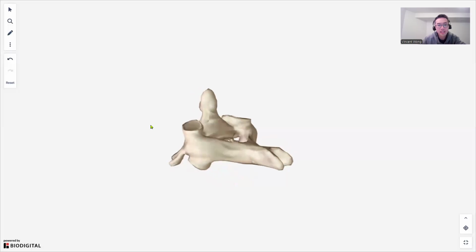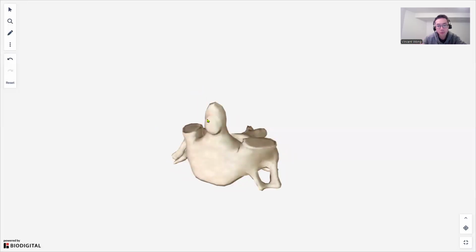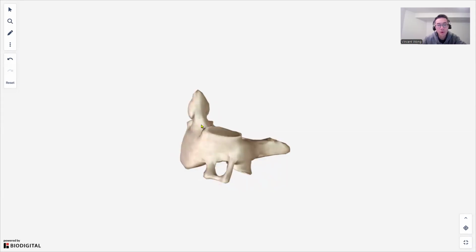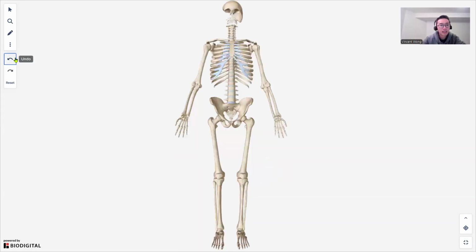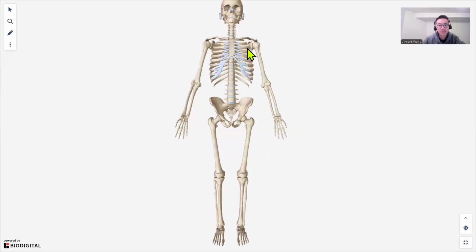There we go. This is C2, and there's a little protrusion poking out from C2. This is going to go through the hole of C1, and it forms a pivot joint that allows us to shake the head. So C1 and C2 allow us to turn the head sideways. The occipital bone and C1 allow us to nod our head. Okay, let's just reset this thing here.